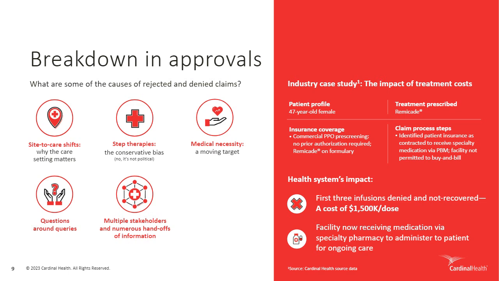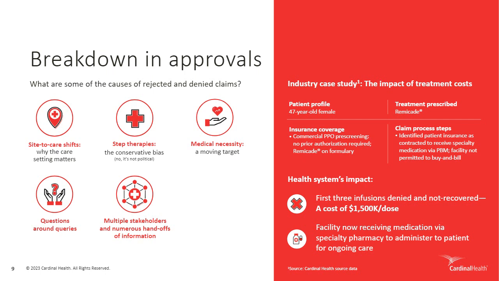Insurance coverage, they had a commercial PPO. Pre-screening was done and prior authorization was required, or not required and obtained. Remicade was on formulary, but when that claim was processed, it was identified that the patient's insurance had contracted for the medication to be received through a specialty pharmacy, through the PBM. The facility did not have the right, or was not permitted, to buy and bill this medication.